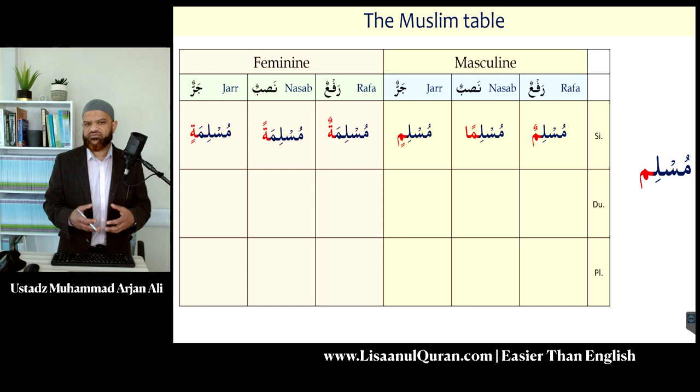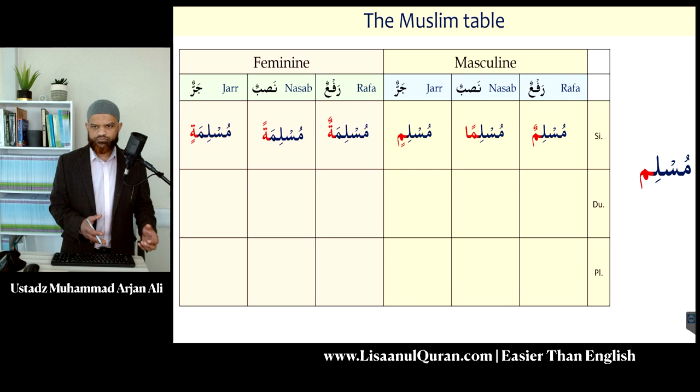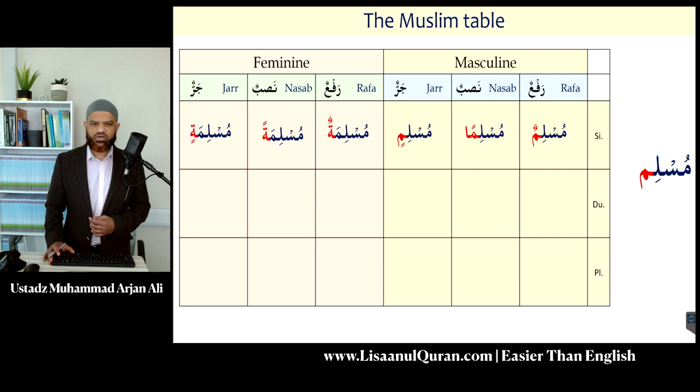For example, if I were to give you the word Mu'min, Mu'min means believer, Mu'minun, a believer, Mu'minan, Mu'minin. And then we have Mu'minatun, Mu'minatan, Mu'minatin. So 6 words you can form very easily as we progress through the subject, inshallah. So this is your Muslim table. The first row has singular, second row will have your duals, and the third row will have your plurals. Again, 18 words, inshallah, from which you're going to learn a huge amount of Arabic.